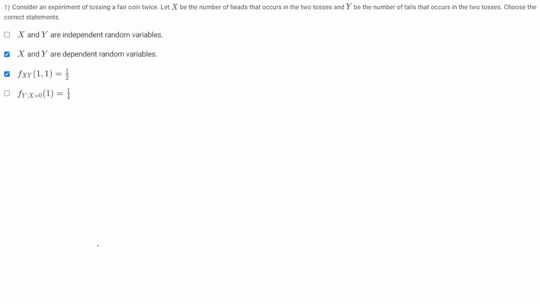Anyway, we'll start with the first question. Consider an experiment of tossing a fair coin twice. Let x be the number of heads that occurs in the two tosses and y be the number of tails that occurs in the two tosses. Choose the correct statements.